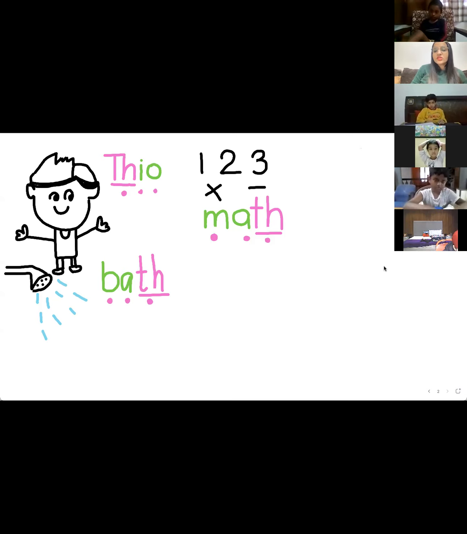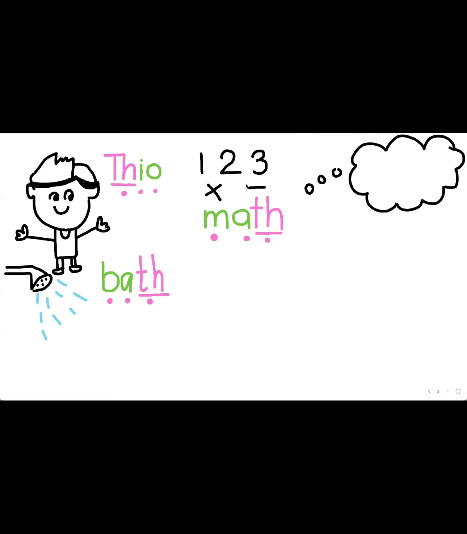So Theo looks in the mirror and Theo started thinking. Okay, after looking in the mirror, Theo started to think. Now, when you think, how do we write think? Yes, very good, very nice, very smart. So we start with th sound. Then we write i, then n, then k. Think.